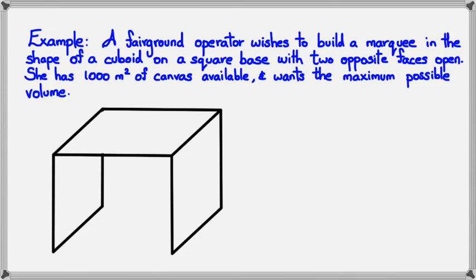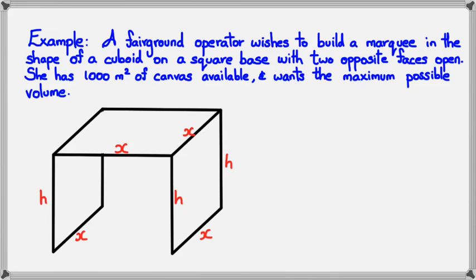In this case, this is what the shape of the marquee is going to be, where it's got a square base and the top is going to be a square. Let's just label some of these sides. If that's x, that's also going to be x because it's a square. And we have height there. Just filling in the rest of those measurements, as you can see, you've got x and then you have h. Now, we also know that she has 1,000 meters squared of canvas available.